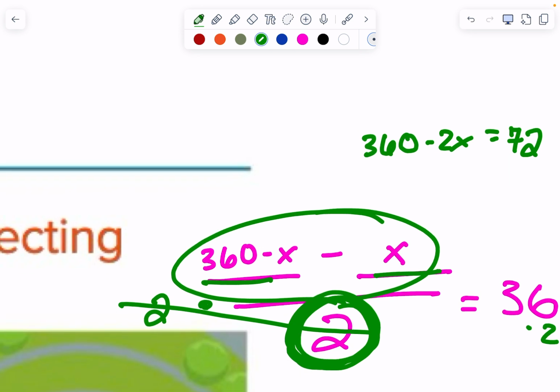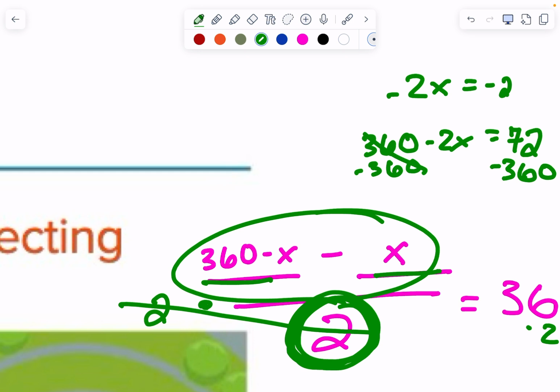I'm going to just subtract the 360. I don't like it, so we get negative numbers, but it's fine. Negative 2x equals, what's 72 minus 360?